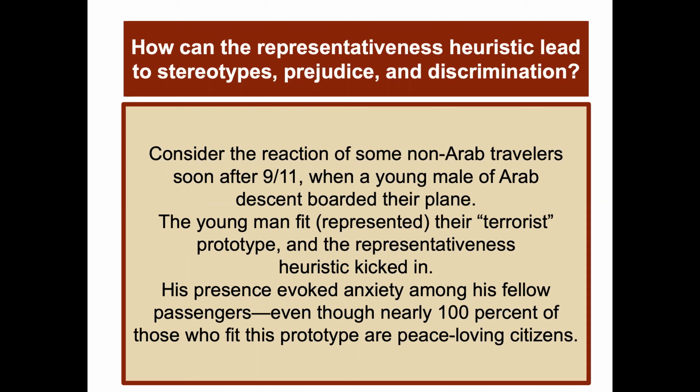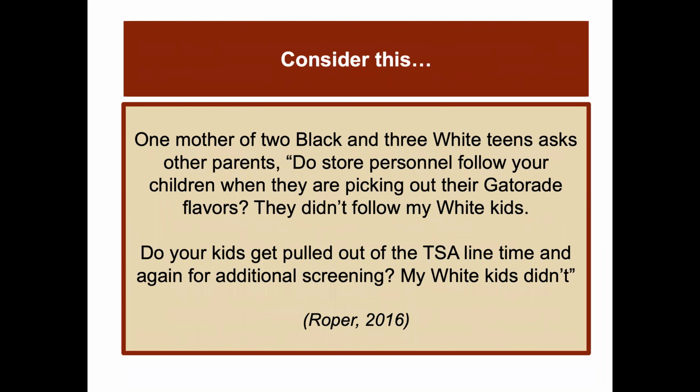So consider the reaction of some non-Arab travelers soon after September 11th happened, when a young male of Arab descent boarded their plane. The young man fit whatever their terrorist prototype was, based on the very vivid recollection of 9/11 having just happened, and that representativeness heuristic kicks in, right? The presence of this person evoked anxiety among fellow passengers, even though nearly 100% of those who fit the prototype are peace-loving citizens. So it can be really problematic, right? We have to think about how this heuristic can lead to stereotypes, prejudice, and discrimination.